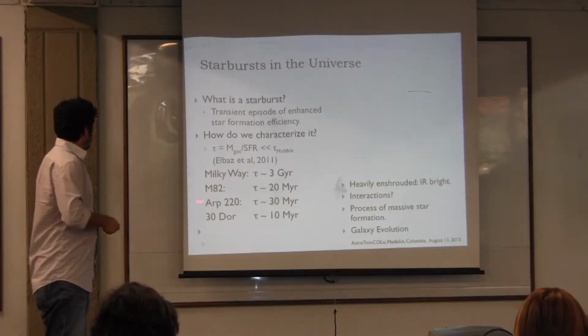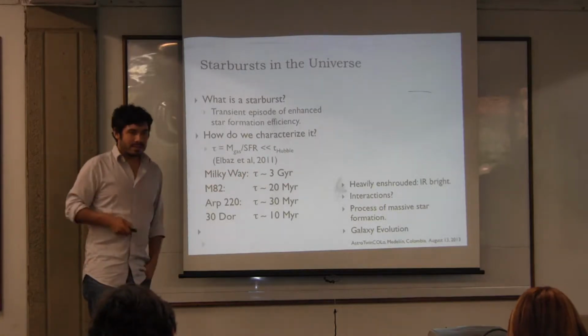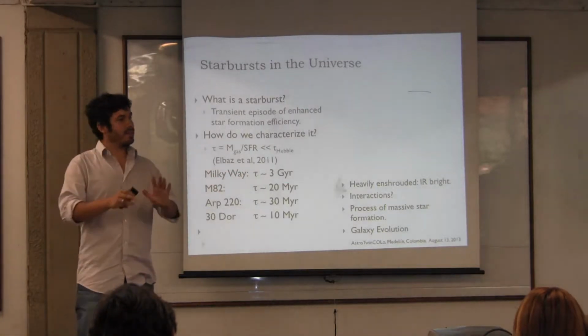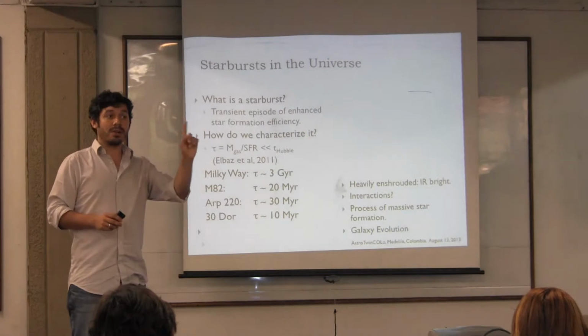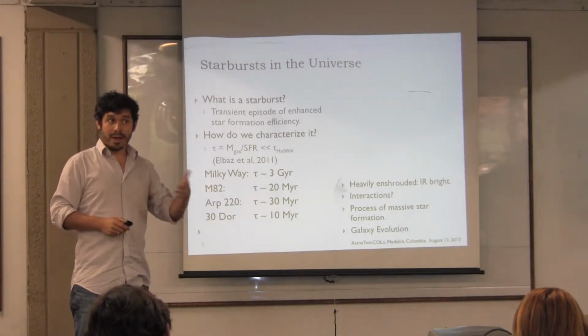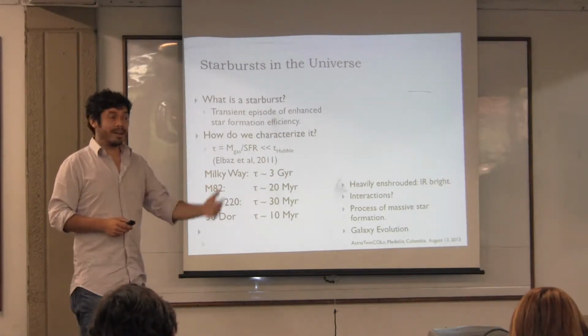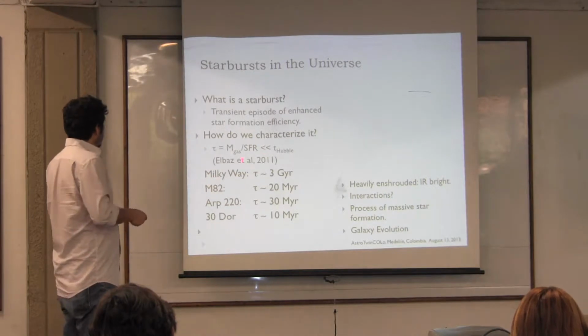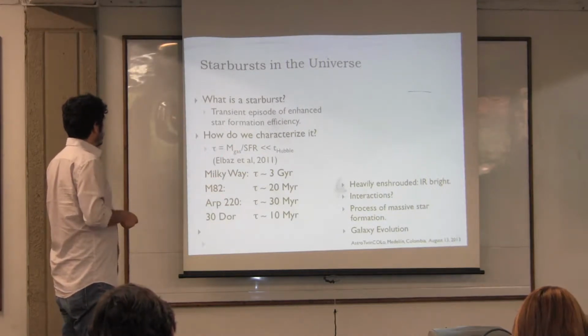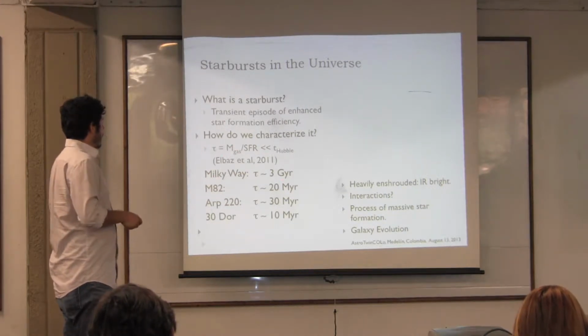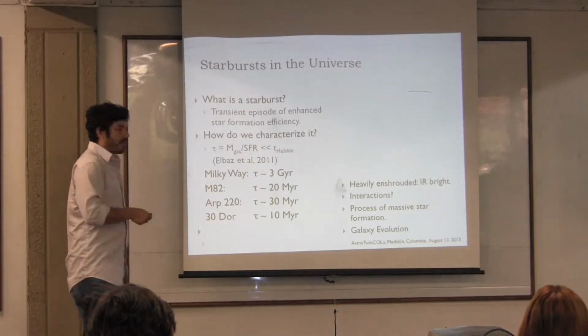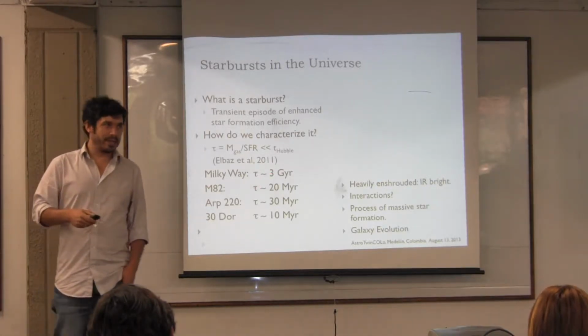Just for example, our galaxy forms stars at a very peaceful rate, about 1 solar mass per year. So every year we have one new star in the galaxy. And if you calculate that gas depletion time for the Milky Way, it's about 3 gigayears. So that's kind of comparable to the age of the universe, right?